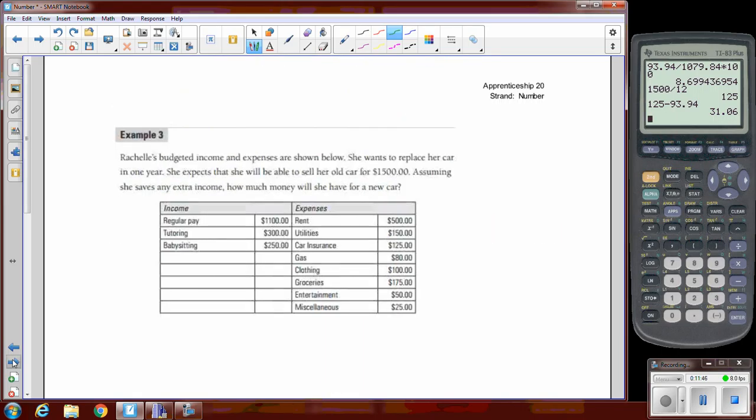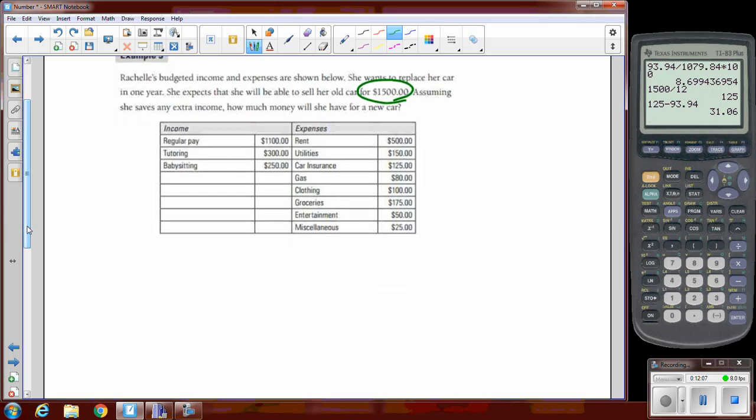Now the last example here, we got Rochelle. She's budgeting her income and her expenses. She wants to replace her car in a year, and she thinks she'll be able to sell her old car for $1,500. Assuming she saves any extra income, how much money will she have at the end of this year for a new car? So this is her monthly budget again.